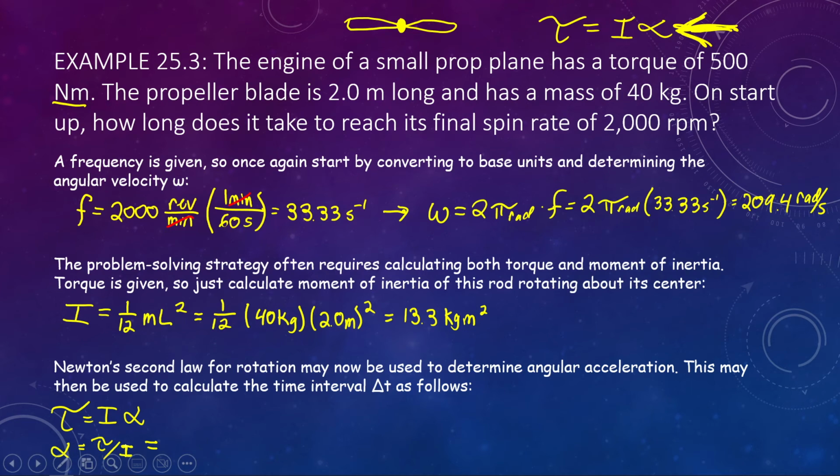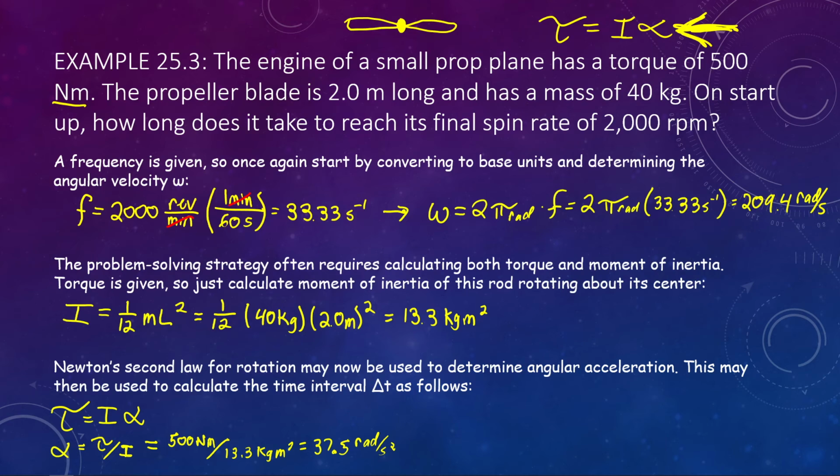There it is. All right, so we have both of these values. The torque was given to us as 500 newton meters, divided by our moment of inertia that we just calculated, which is 13.3 kilogram meters squared. So this gives us 500 over 13.3. This is 37.5 radians per second squared.